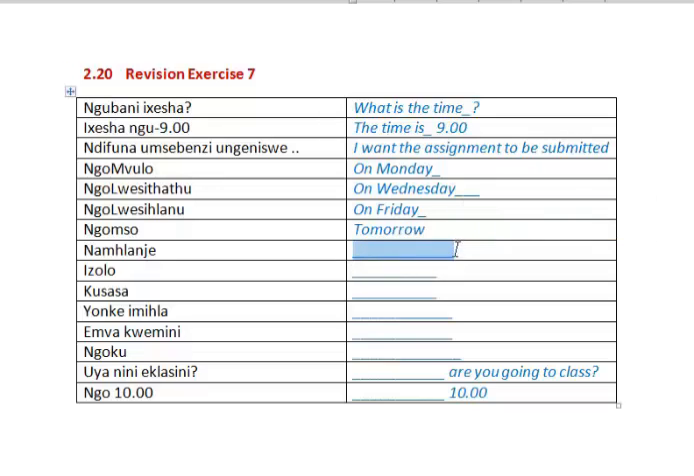Namhlanje, today. Izolo, yesterday. Kusasa, in the morning. Yonke imihla, every day. Emva kwemini, in the afternoon. Ngoku, now.